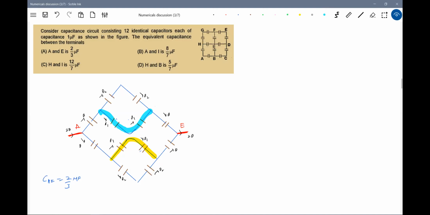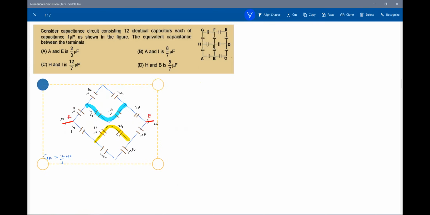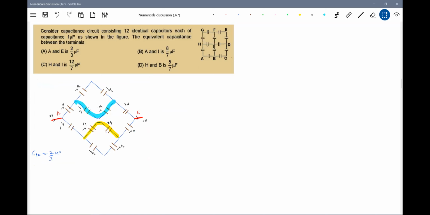Very good question. You have to fight with the conditions available here, just making you learn the charge distribution. Okay, there's option A. We got it. So we'll try for the option. So a cell will be connected across A and I.